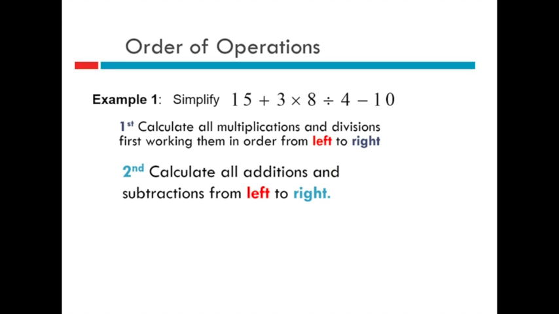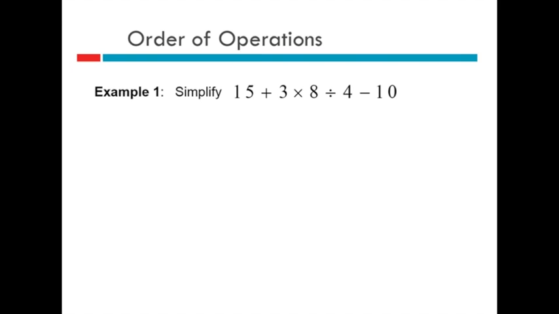Here's an example where we want to mix up all four operations. Now remember, the first step is to calculate all your multiplications and divisions, first working them in order from left to right, very important. After that's accomplished, then you can focus on your additions and subtractions, again focusing on calculating from left to right. Our first demonstration.